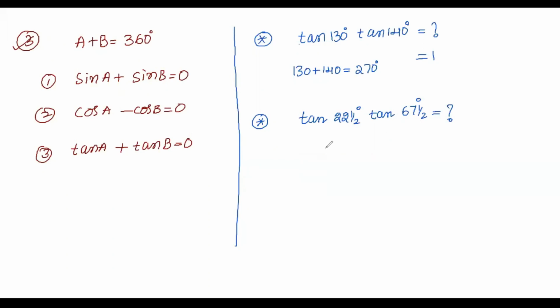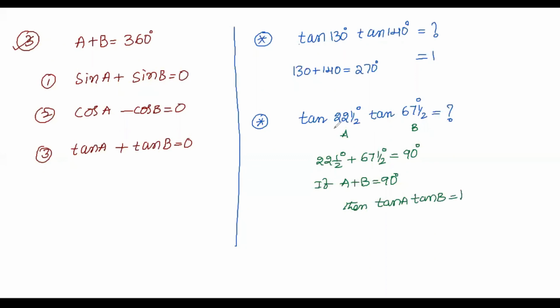Here we need to add angle A and angle B and check how much the angle is. 22.5 degrees plus 67.5 degrees is equal to how much? 90 degrees. So if A plus B is equal to 90, we already know that tan A into tan B is how much? 1 only, no? So the answer must be equal to 1. Very good.